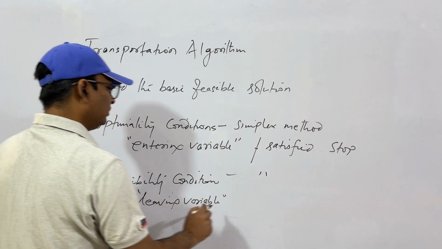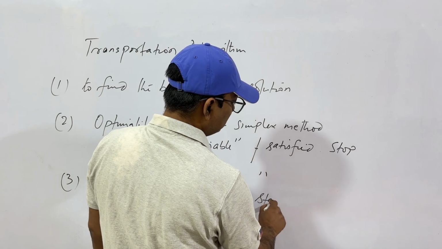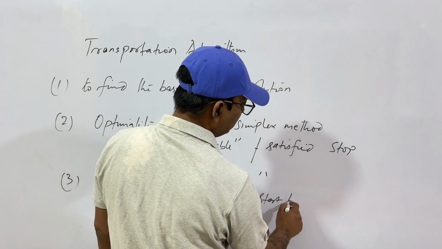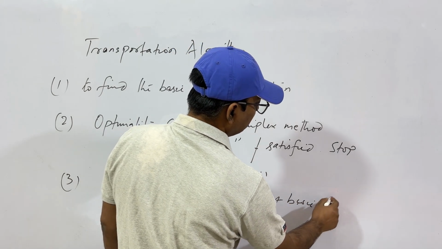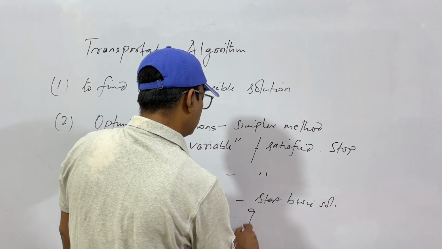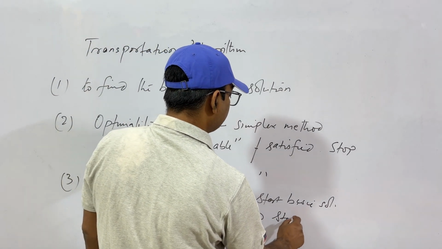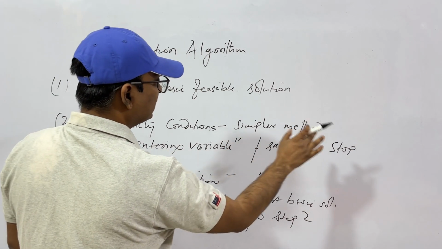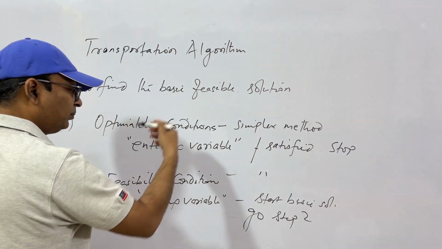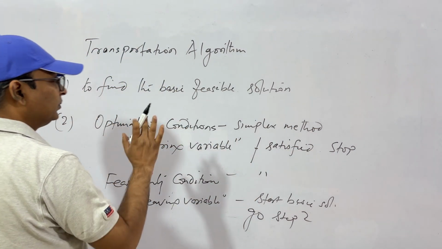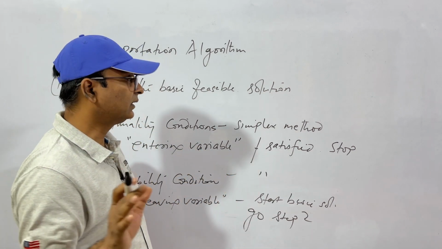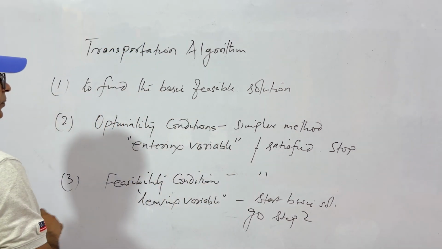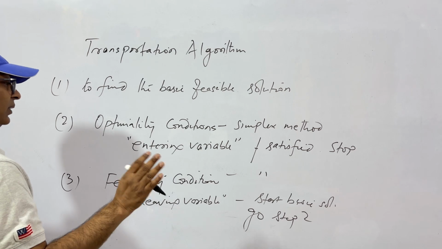And now you have a new basic solution, and then go to step 2. Again the optimality test, again the entering variable. If it is satisfied, stop. Else, go to this. So you keep on doing this until your optimality condition is satisfied. So this is the transportation algorithm. We'll deal with them step by step and you'll understand everything.